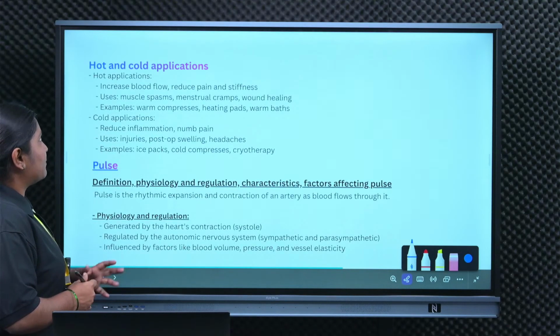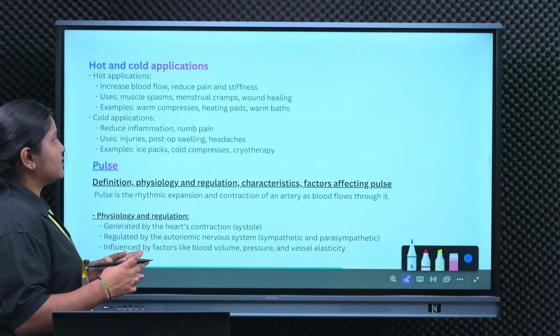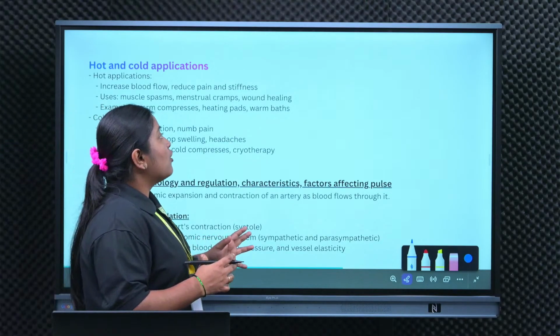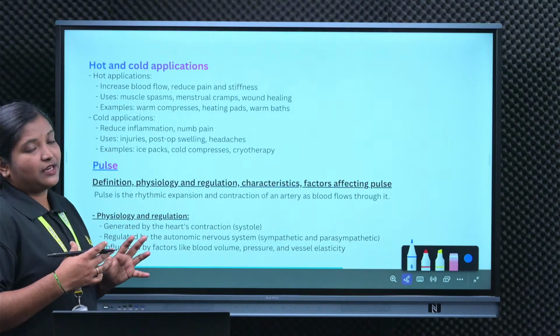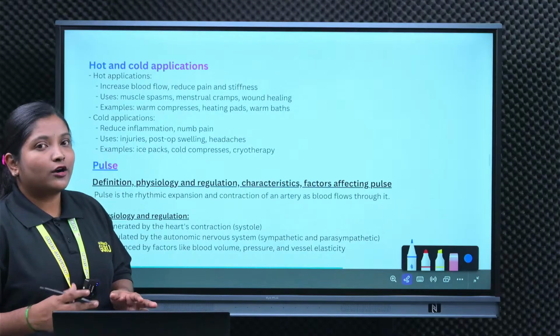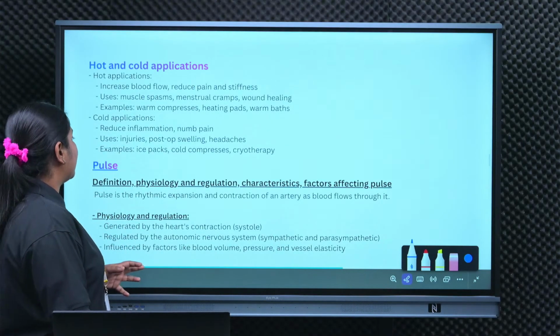Hot and cold application, you already know that. Hot application increases blood flow to reduce pain and stiffness. Uses include muscle spasm, menstrual cramps, or wound healing. Most of the time, if there is any kind of pain like menstrual pain, we use a hot water bag to reduce those pains, which is very helpful.